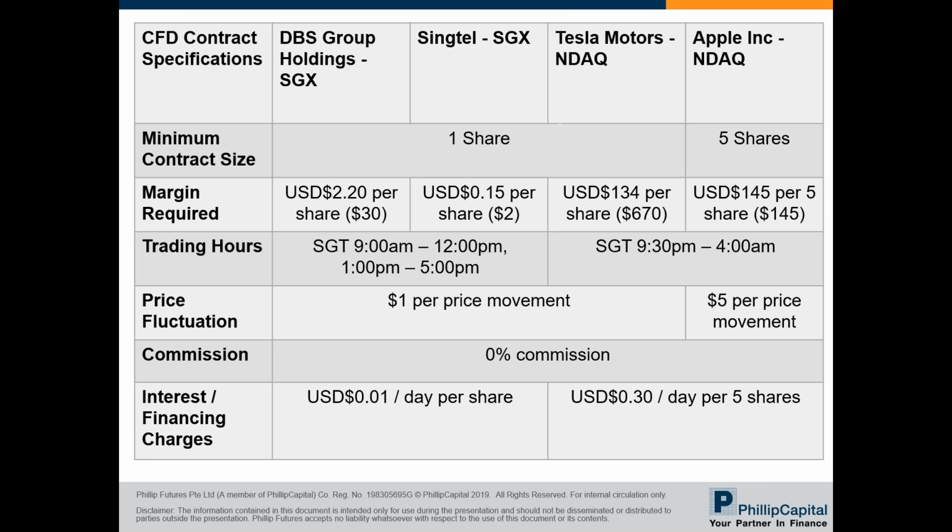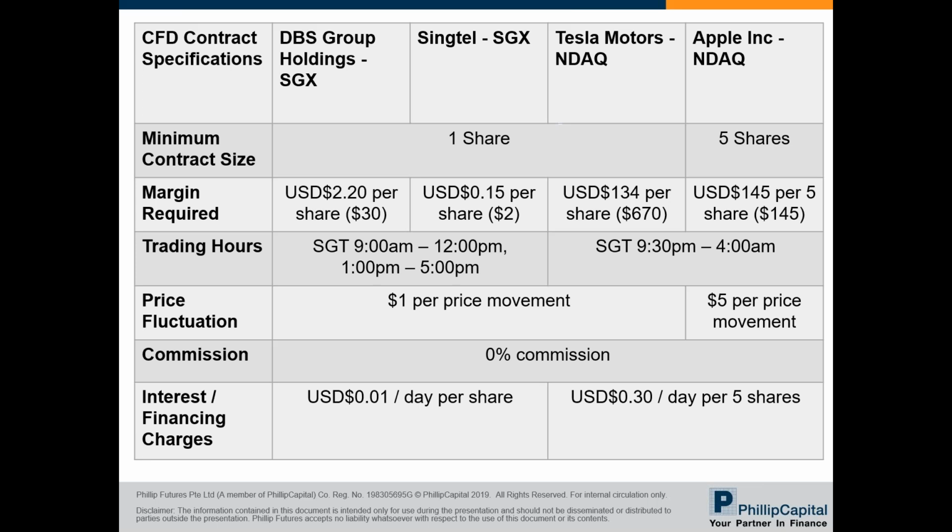To be exact, the margin required for DBS will be about $2.20 based on one share, based on our MT5, which is a USD-based platform. So you need about $2.20 US dollars to start buying one DBS share, or $3 Singapore dollars based on the $30 share price. For Singtel, it'll be about 15 cents. Tesla will be about 134. And for Apple, if let's say five shares, you need about 145 for five shares.